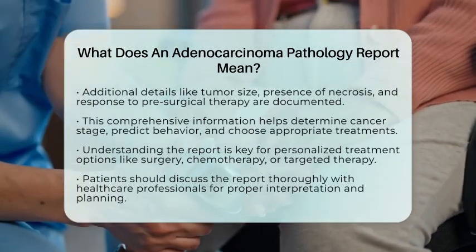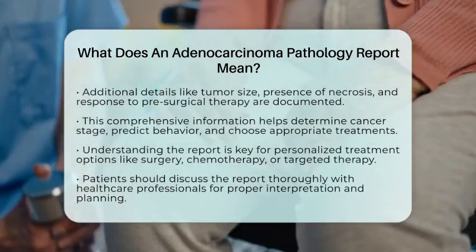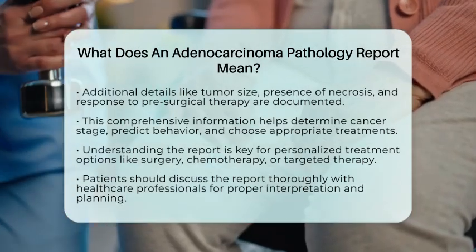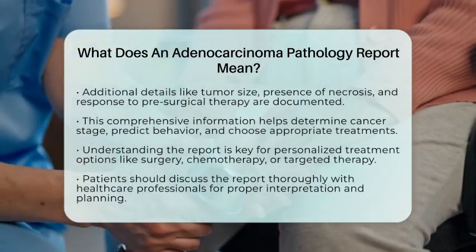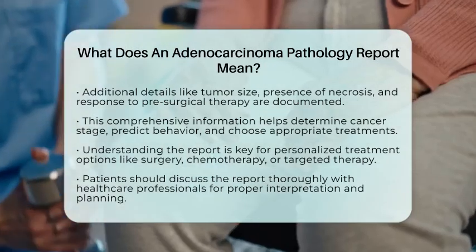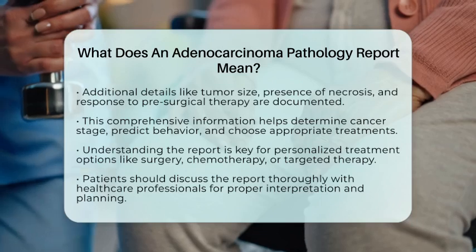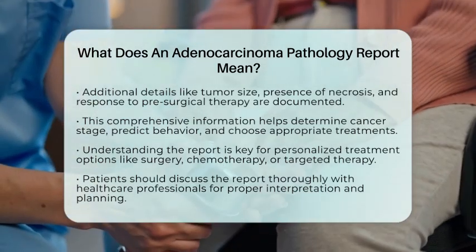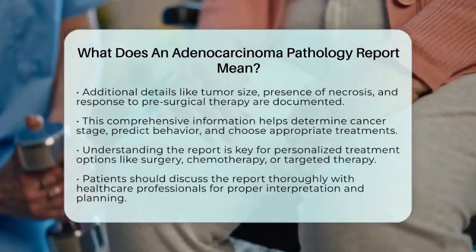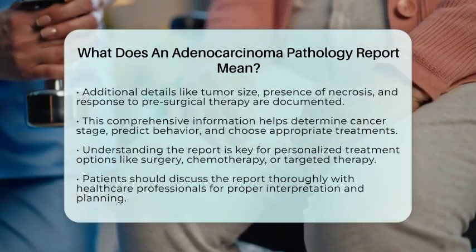In summary, a pathology report for adenocarcinoma is a comprehensive document that describes the type, microscopic appearance, genetic features, and extent of the tumor. This information helps determine the stage of the cancer, predict how it might behave, and select the most effective treatment options. Whether it's surgery, chemotherapy, targeted therapy, or immunotherapy, understanding the report is crucial for personalized care. If you or someone you know receives such a report, it's important to discuss it thoroughly with healthcare professionals who can interpret the details and guide the next steps. Remember, each case is unique, and treatment plans are tailored to individual needs based on this detailed information.